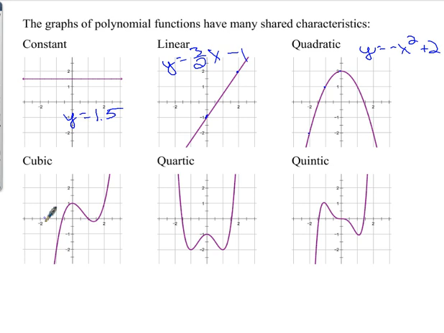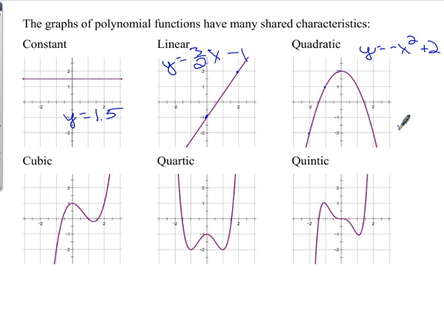But the idea is, this is a cubic, it looks like a snake. This is a quartic, or a fourth degree polynomial. It looks like a W. This is a quintic, or a fifth degree polynomial. And it's back to looking like a snake, okay?